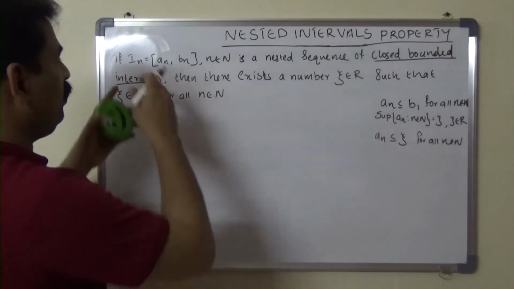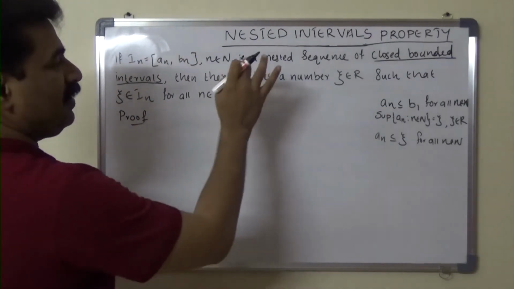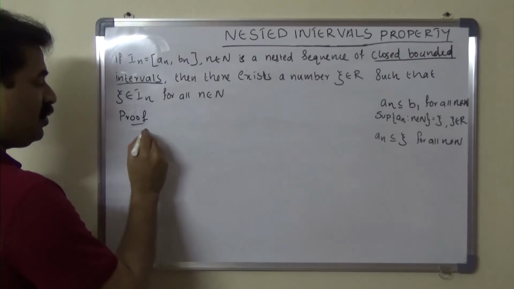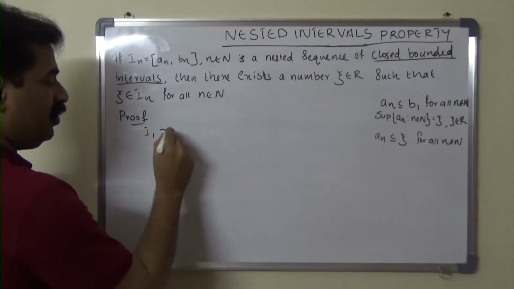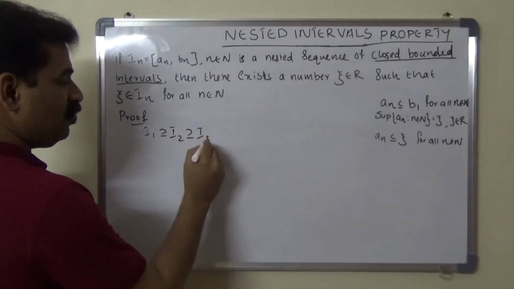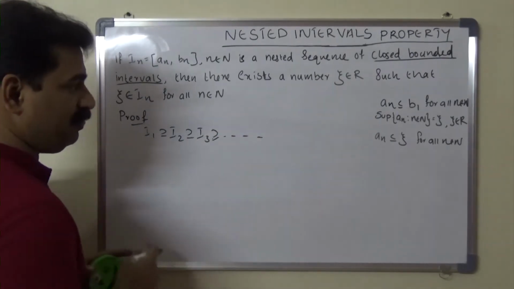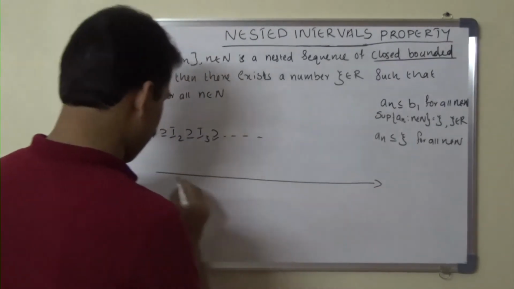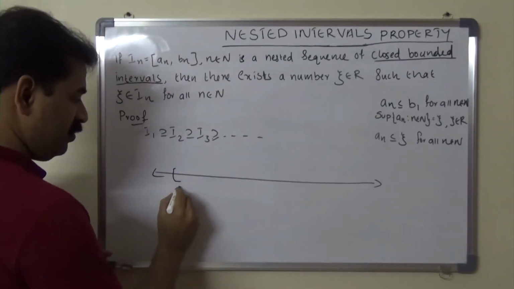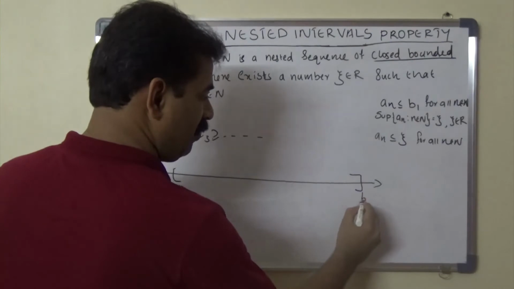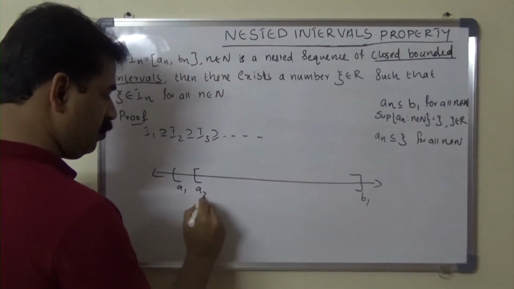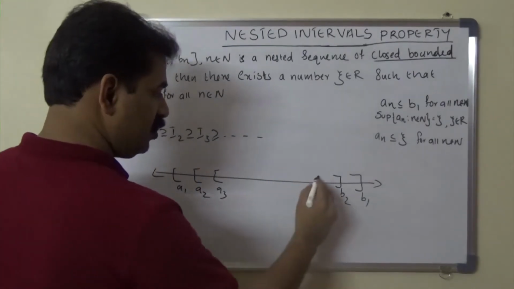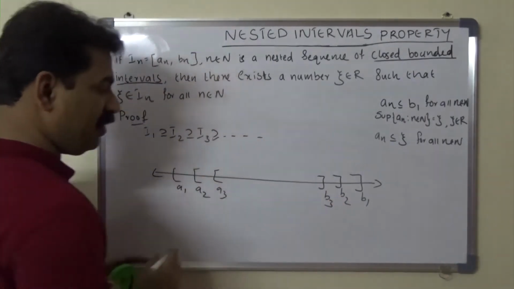Once again, we use that In is a nested sequence of closed bounded intervals. So we can write I1 superset I2 superset I3 and so on. Clear? Okay. So this is our real line. Here this is I1, that means closed interval a1 b1, and closed interval a2 b2, this is I2, closed interval a3 b3, this is I3. Clear?